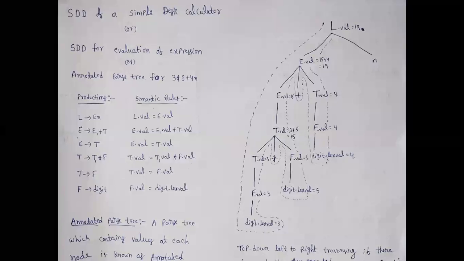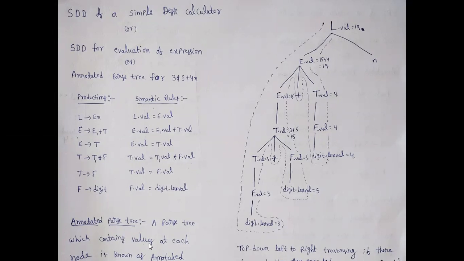So what is an annotated parse tree? A parse tree which contains values at each node. If we have values at every node, it is called an annotated parse tree. What is an annotated parse tree? A parse tree which contains values at each node is known as an annotated parse tree. So here we are using an annotated parse tree.